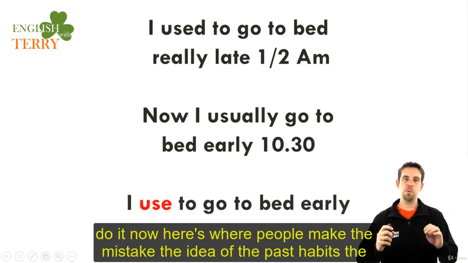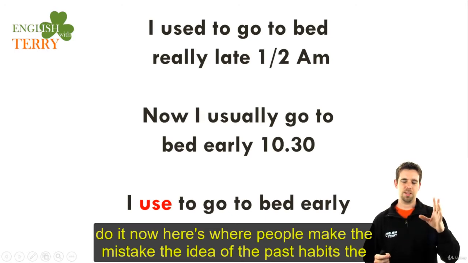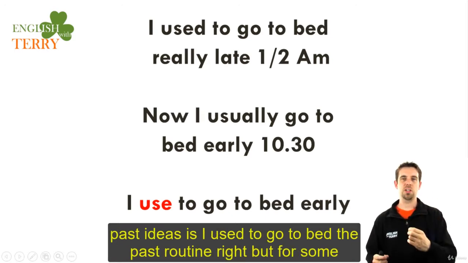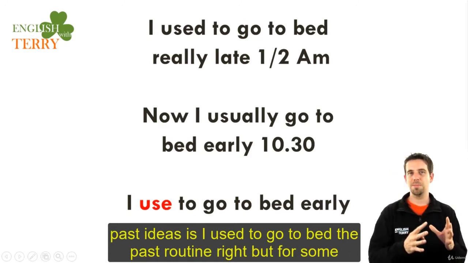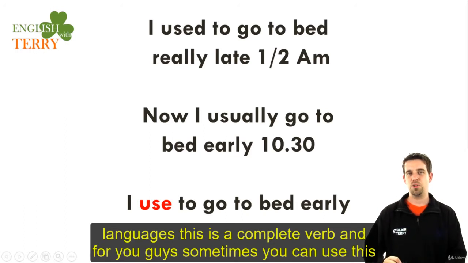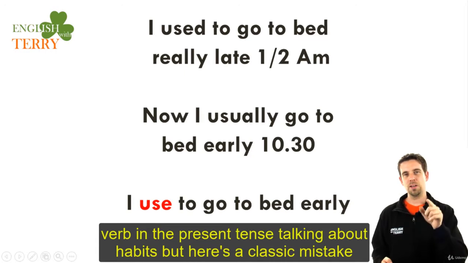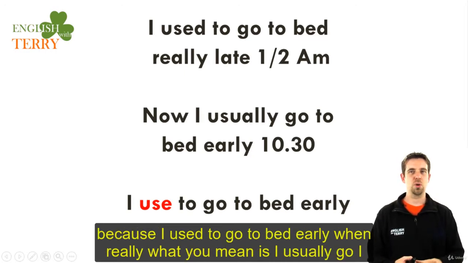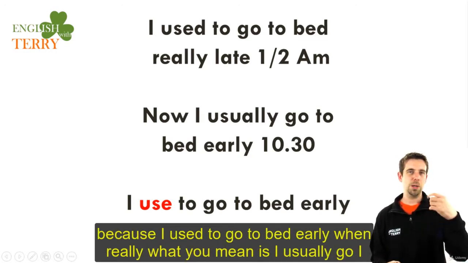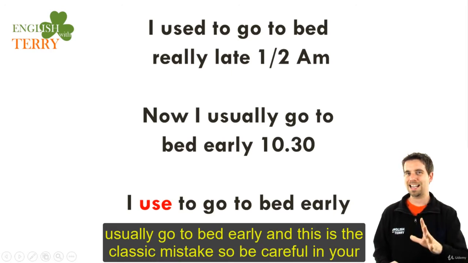Now, here's where people make the mistake. The idea of the past habits, the past ideas, is "I used to go to bed", the past routine, right? But for some languages, this is a complete verb. And for you guys, sometimes you can use this verb in the present tense, talking about habits. But here's a classic mistake. People say, "I used to go to bed early", when really what you mean is, "I usually go to bed early". And this is the classic mistake.